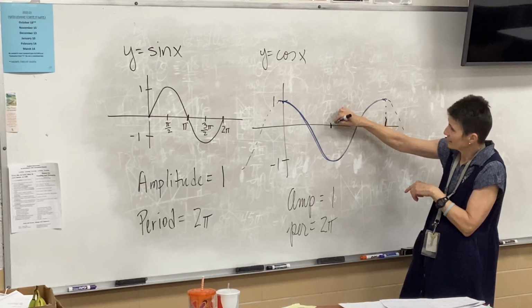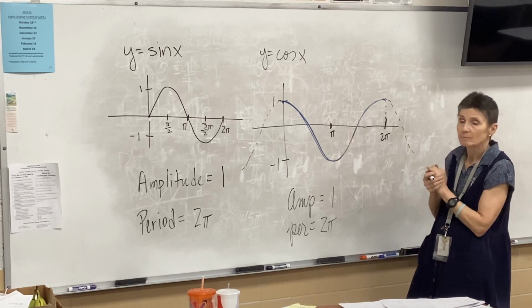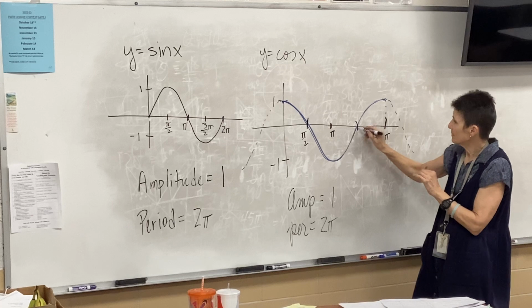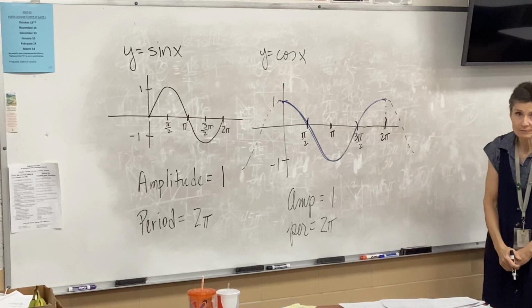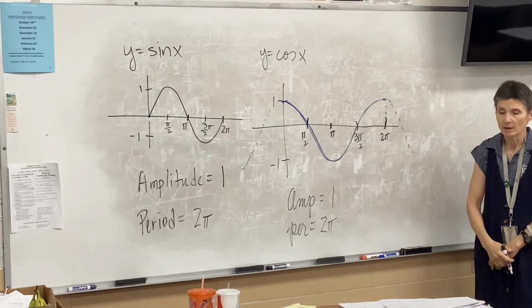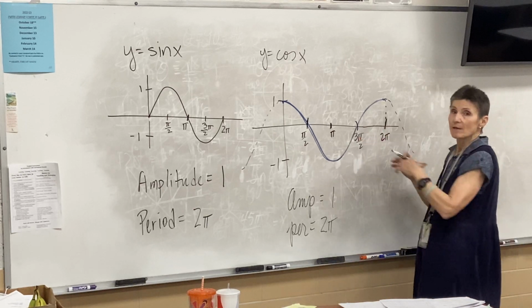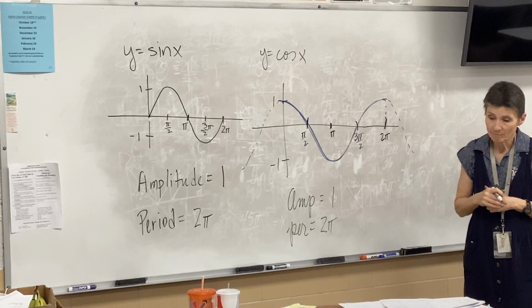Right in the middle, which is the bottom of the valley, is pi. This is pi over 2, and this is 3 pi over 2. That is your cosine curve, and that's what you gotta know. Because if you don't know this, then there's no way you can handle it when we stick a bunch of numbers in.